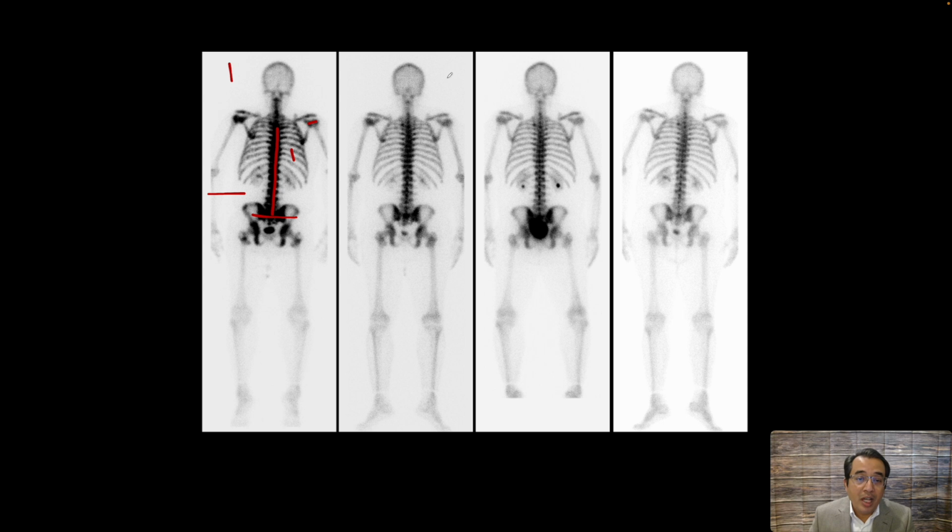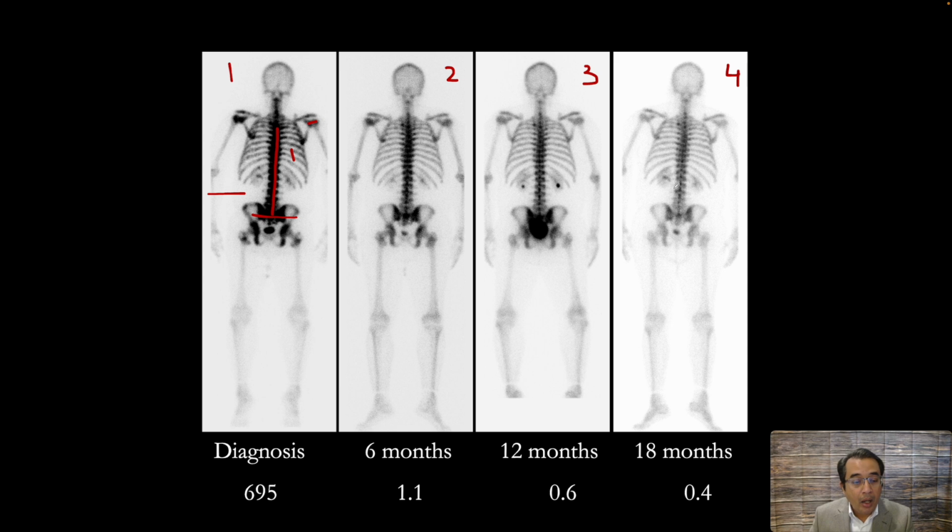Now, 6 months after treatment, we find that there is still increased uptake. 12 months after treatment, we still find that there is abnormal increased uptake in the axial skeleton, and only on the 4th scan, that was about 18 months after treatment, has the bone scan normalized. And so we know that there is delayed response of bone scan to treatment, and this is how the PSA trended with the bone scan.